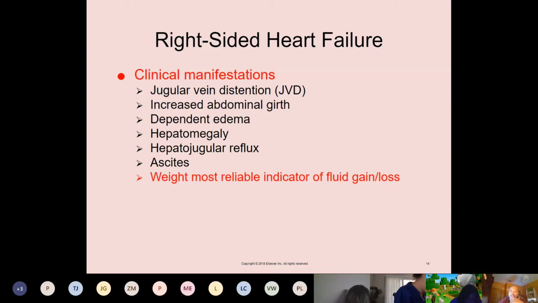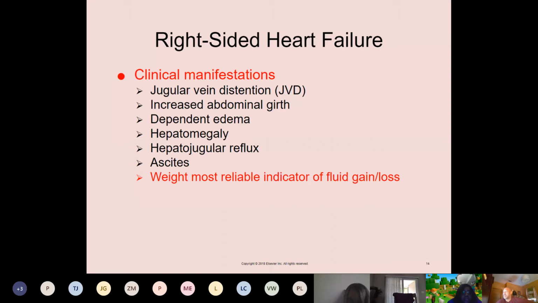So they gained 10 pounds, no good. The heart cannot manage all that preload. With the right side of the heart, we're talking about systemic venous congestion occurring due to the right ventricle failing. So fluid is retained, and pressure builds up into the venous system. Systemic venous congestion and peripheral edema are associated with right ventricular failure.